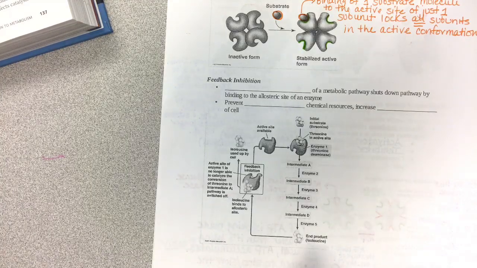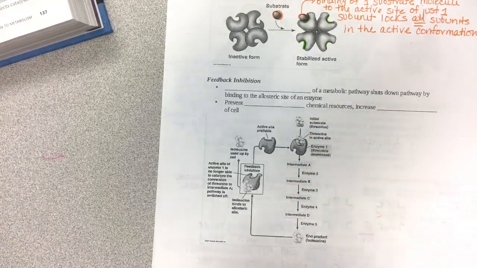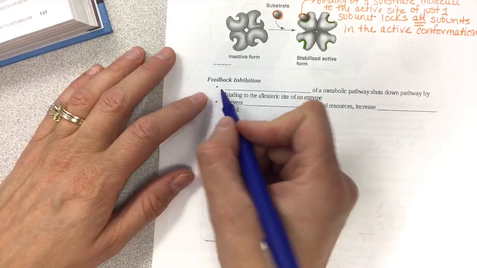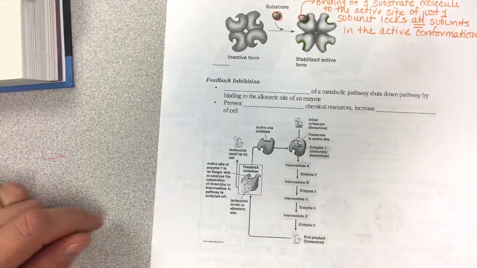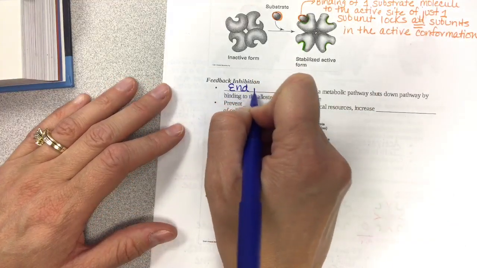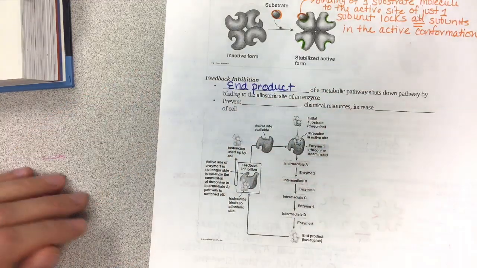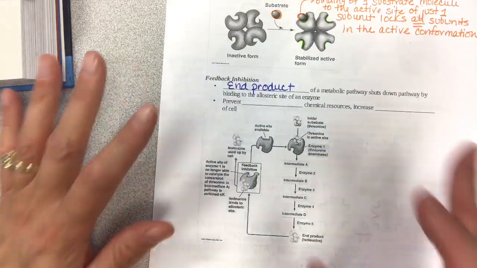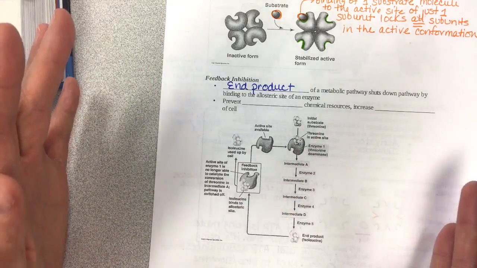And the last thing, pulling it all together with reactions and enzymes and how they work, is this thing called feedback inhibition. What happens here is the end product of a metabolic pathway shuts down the pathway by binding to the allosteric site of an enzyme. So let's talk about what this means.